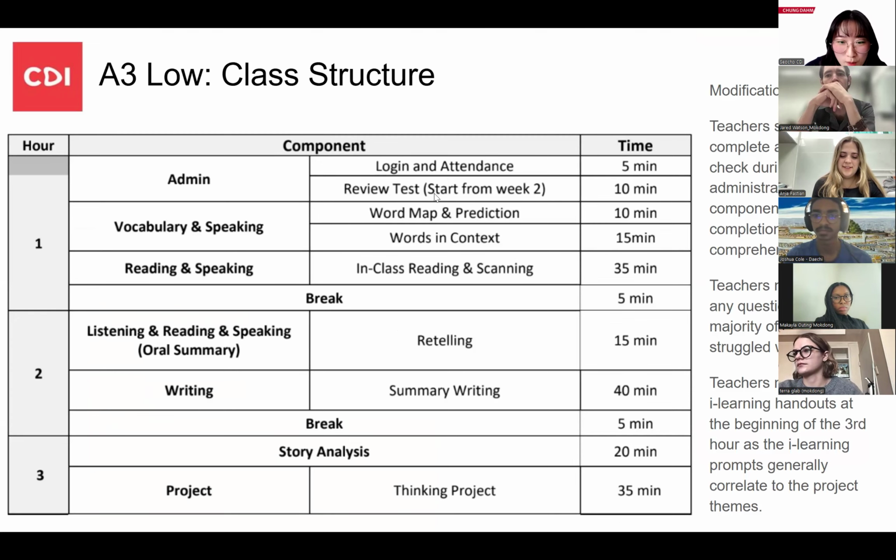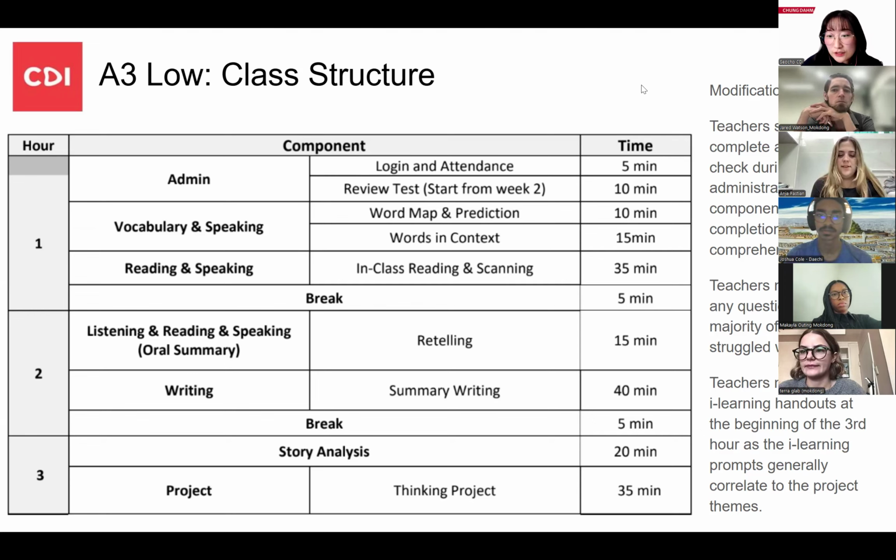You can see it's our normal 3 hours of class. One thing to note, teachers should complete a homework check during the administrative component at the beginning. We have about 15 minutes to do this. So on top of taking attendance and doing your tab test and everything that you normally do in class, you should also check their homework in the chunk books I mentioned earlier. You need to check both for completion and comprehension. So one, make sure that they finished everything, and two, check their grammar and spelling and all of that good stuff.